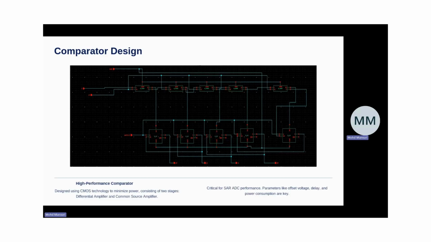Now let's move on to comparator design. The comparator is one of the most important components because it directly affects the ADC speed and accuracy. We designed a two-stage CMOS comparator. The first stage is a differential amplifier, which amplifies the difference between the input voltage and DAC output. The second stage is a common source amplifier, which boosts the signal further to produce a clear digital output. Key parameters like offset voltage, delay, and power consumption were optimized during the design. This design achieved low power and fast response, which significantly improved the overall performance of the SAR ADC.